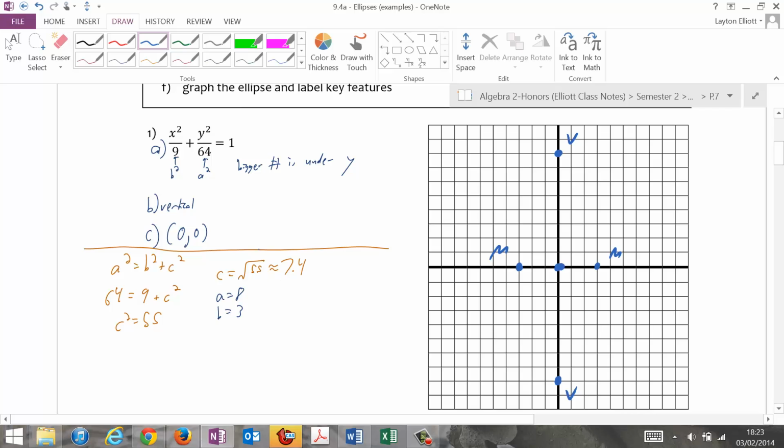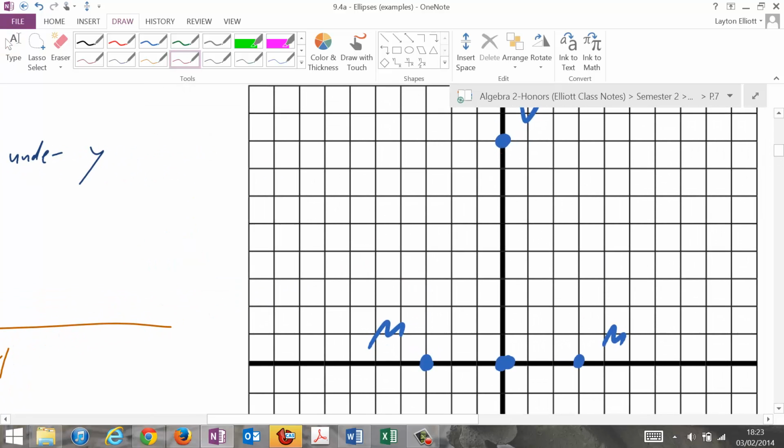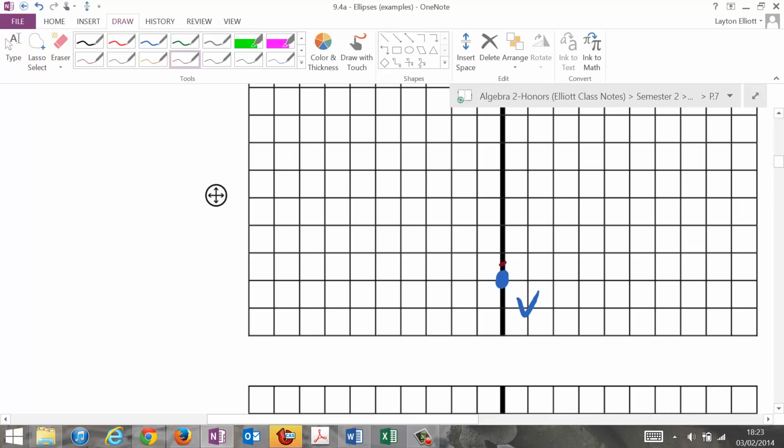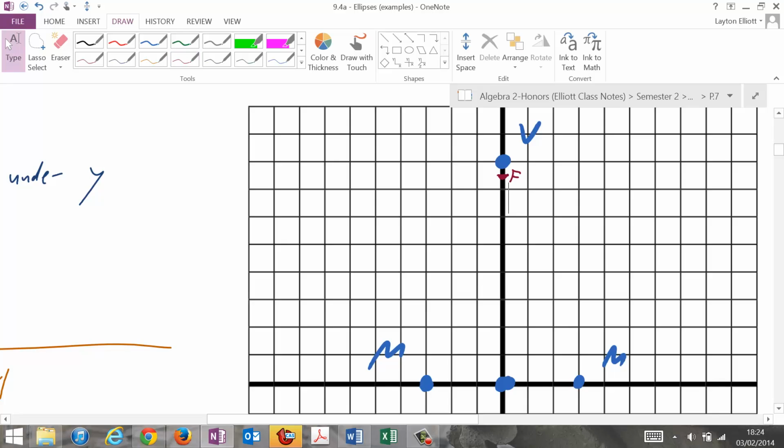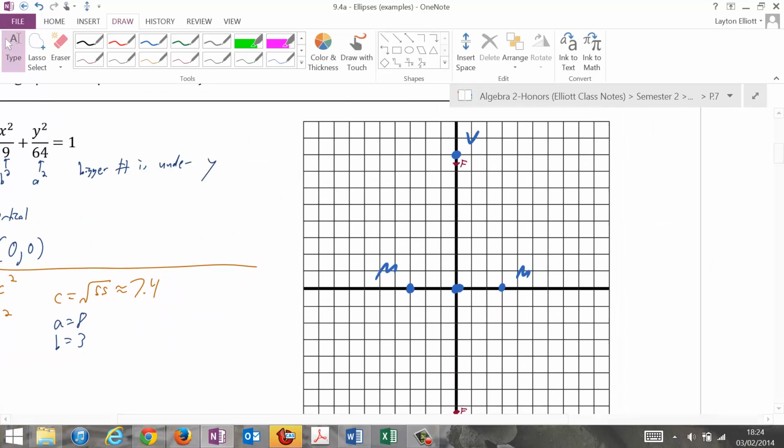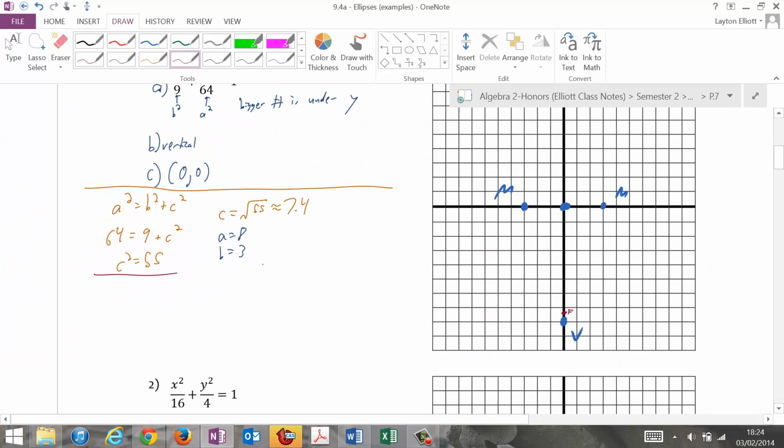And my C tells me where the foci are. So I'm going to go up 7.4, which is just about here and here. Kind of hard if you put big marks, but I'm just going to stick them there. Foci, or focus. Then I'm going to go back and continue where I left off.